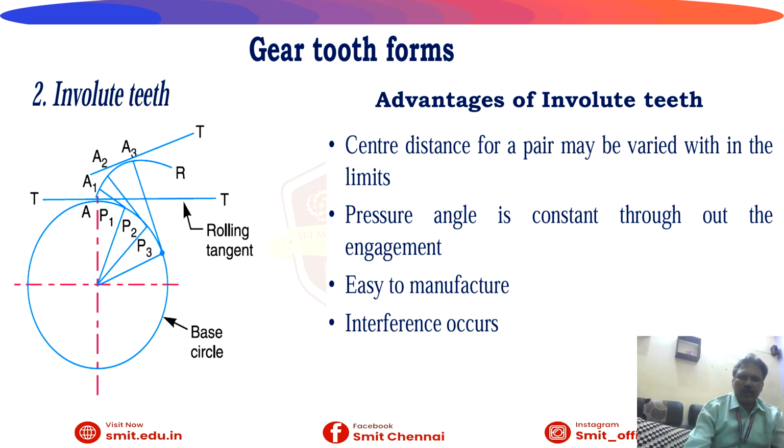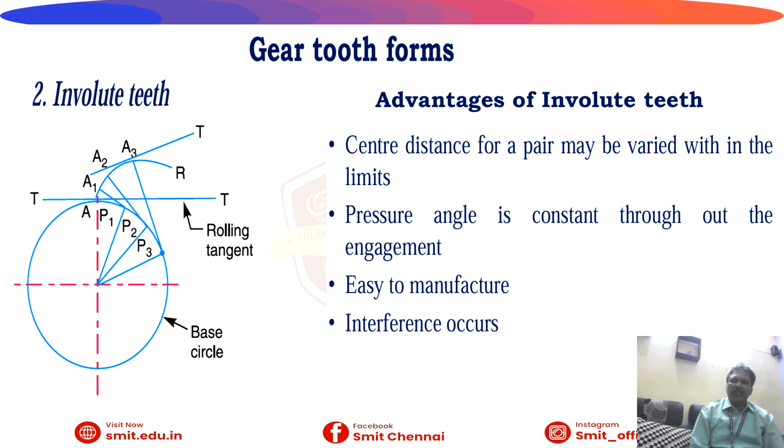Now we will see the involute portion, comparing these two, cycloidal and involute. Here, the various advantages of the involute teeth are mentioned. Center distance for a pair may be varied within limits. The second thing is that pressure angle is constant. As I told you previously, pressure angle is varying in the cycloidal teeth. In this it is constant.